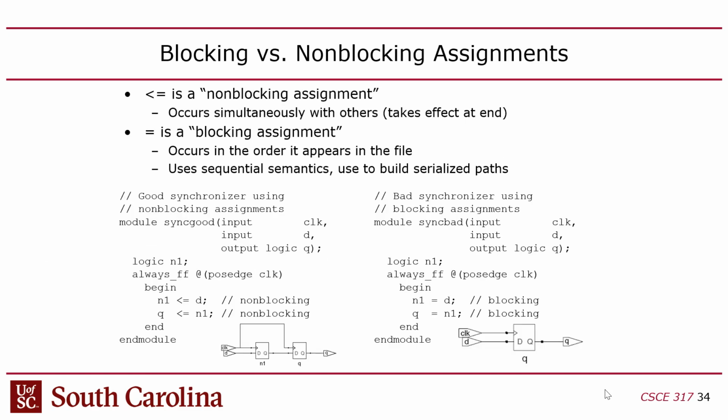Does everyone remember this stuff? So yeah, non-blocking is when you use the less than equal inside the always, and this does not enforce data dependencies, right? So in this case, N1 gets D, Q gets N1, but this N1 is the original N1, not the new one. Whereas over here with the blocking, it'll actually see the updated N1, right?